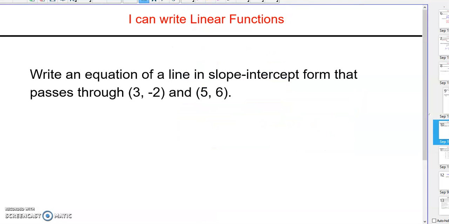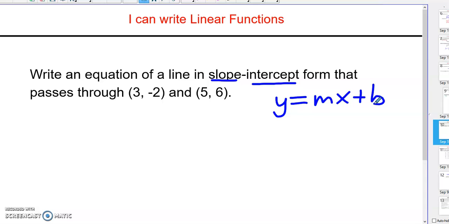So write an equation of a line in slope-intercept form that passes through (3, -2) and (5, 6). So we want this in slope-intercept form. So slope-intercept form is y equals mx plus b. So this one will take quite a bit of work to get there. We have a slope that we would have to find, and we have some points here. So perhaps we can start with point slope form and then get it into this y equals mx plus b.